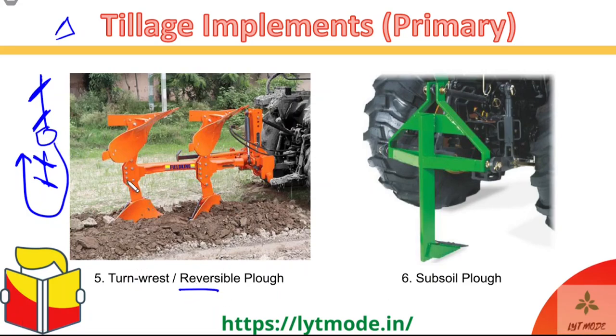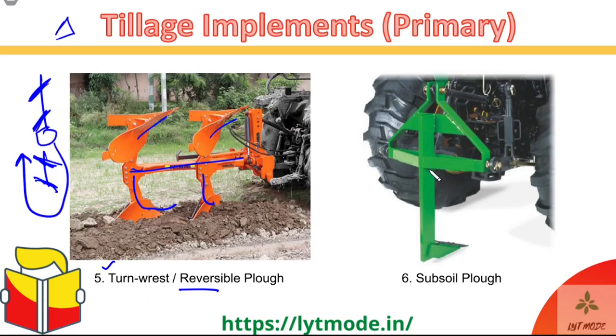And the reversible plow is nothing but the standard mold board plow, wherein the mold boards are in this direction, but another set of mold boards is attached towards the upper side of it, which are in the opposite direction. So the lower mold boards are in this direction, then the upper mold boards are in the opposite direction. And if you want to change the direction of the mold boards, all you need to do is just rotate this cantilever. As soon as this cantilever is rotated, the direction of the mold board changes. So that is when the turn rest or the reversible plow comes into the picture.